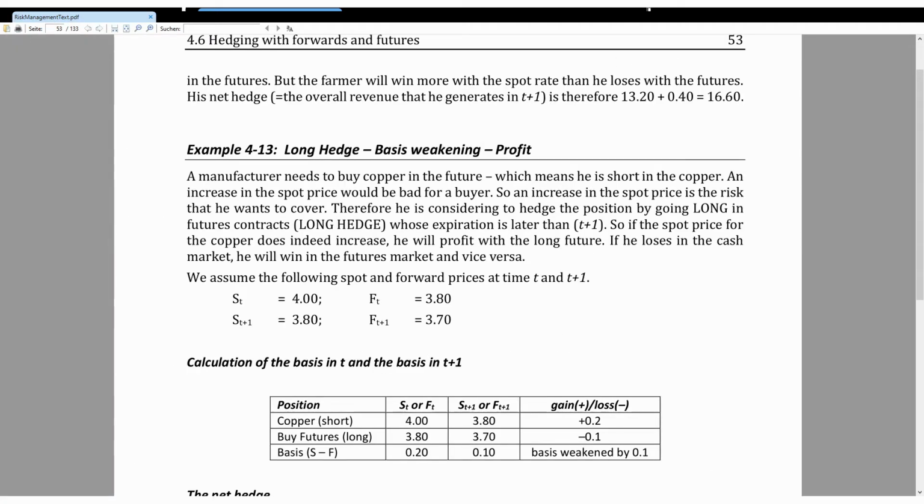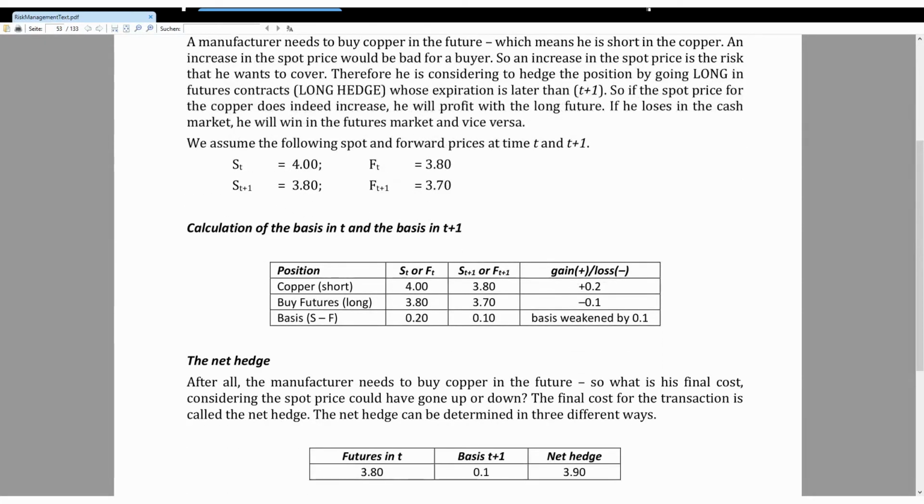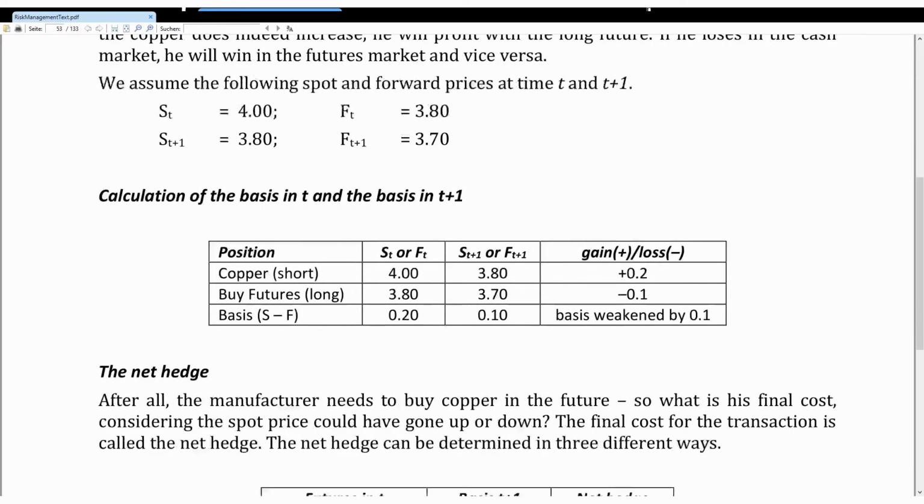Example 4.13. Now a long hedge with a weakening basis which will result in a profit. Let's look at the manufacturer. He needs to buy copper in the future. He's short in the copper. Let's look at the prices and put them right away into the table. He's short in the copper, so he's actually happy about a decline in the price from time t to time t plus 1. It's 20, so that's his gain.